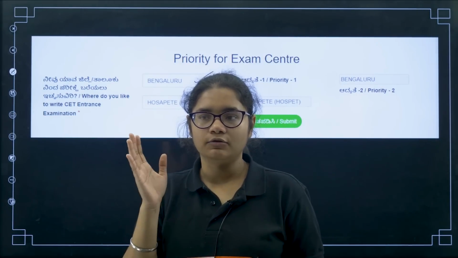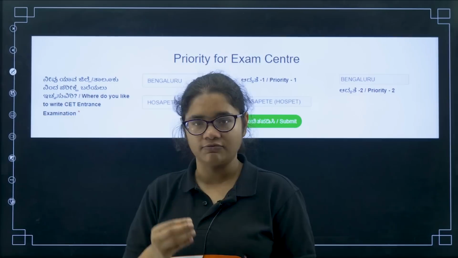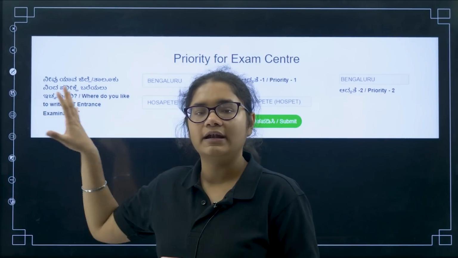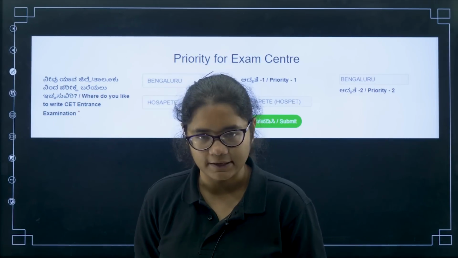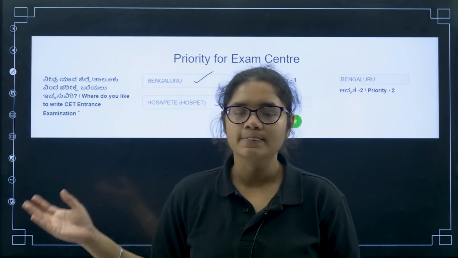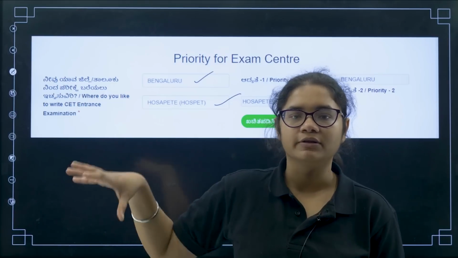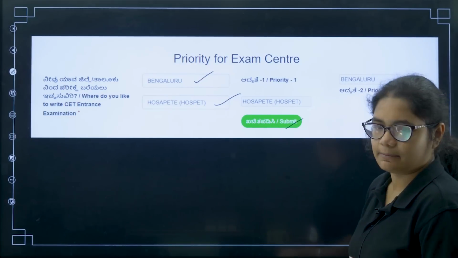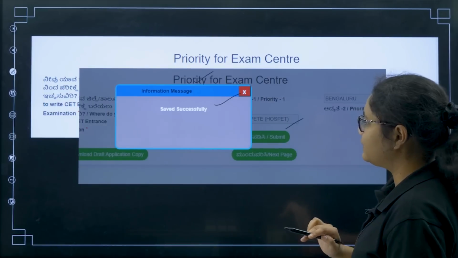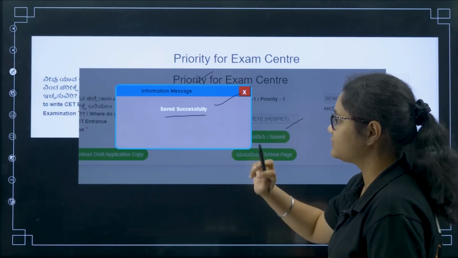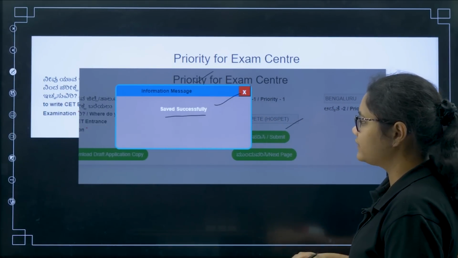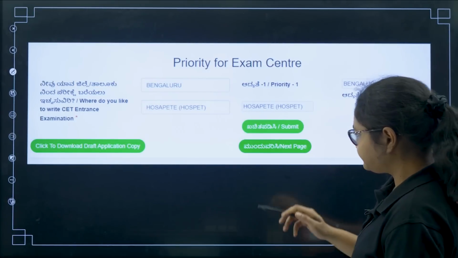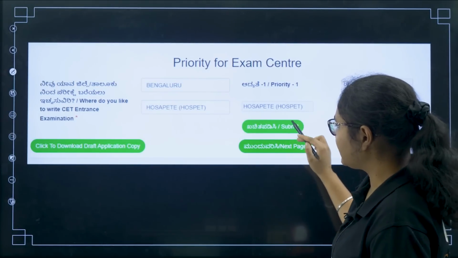So make sure, the advantage of filling the application form earlier is that you get your preferred center easily. Okay, so that is why do not delay more, try to fill it, do not keep it for the last moment. Okay, so you have to click on this submit button. Once you click on this submit button, you will again get a message of saved successfully. So click on this cross button, and then you have to click this submit button.